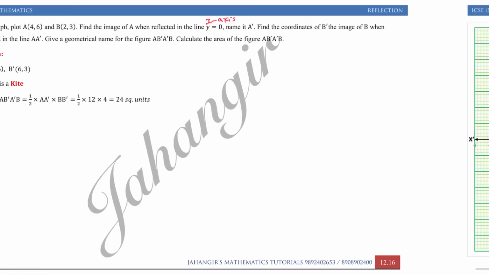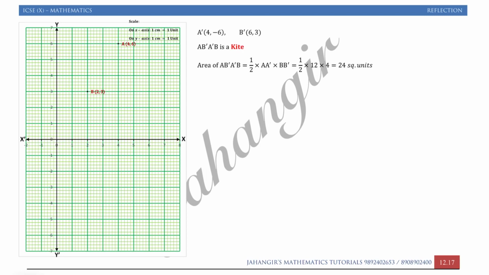So let us start drawing the graph. First we have to read the question again. Plot point A (4, 6), in which x is 4 and y is 6, and point B (2, 3). We had plotted 2 points on the graph.